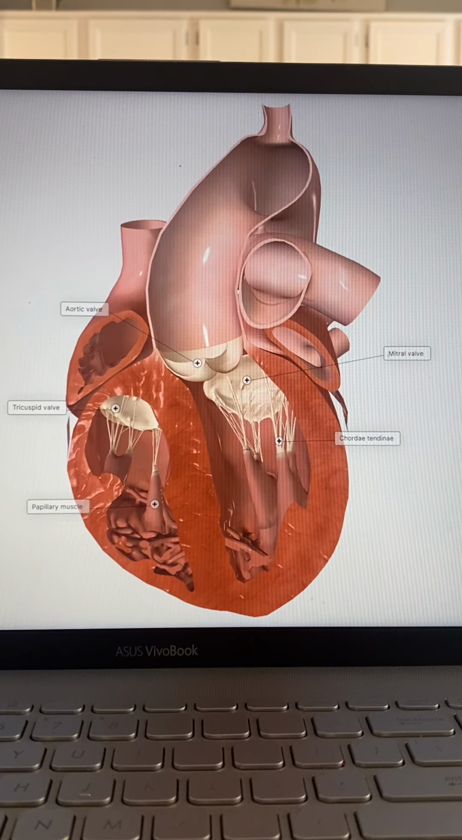Hi class, today we're going to be talking about blood flow through the heart.